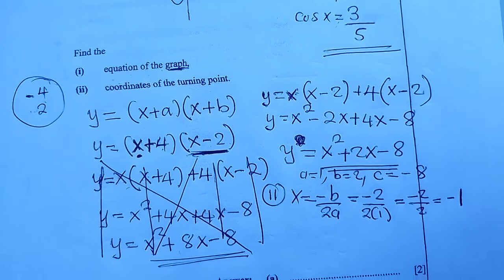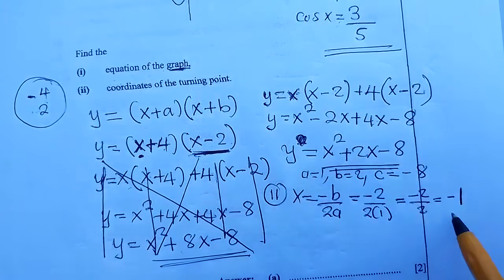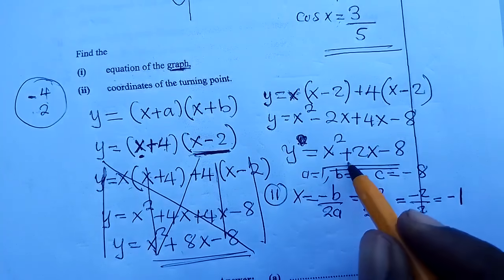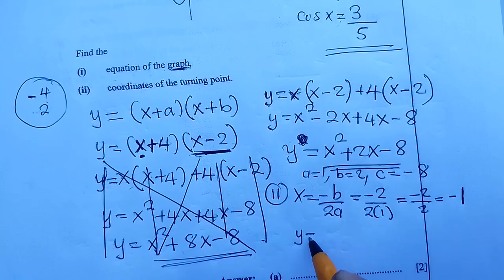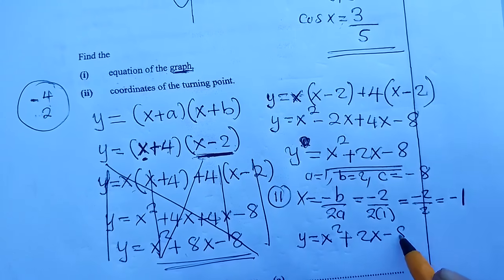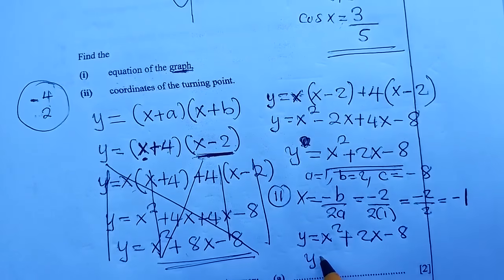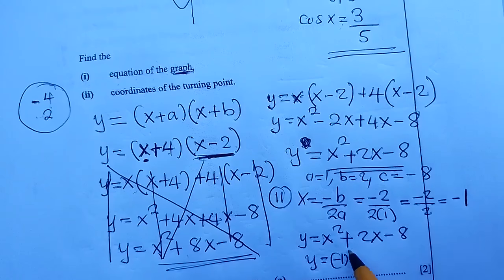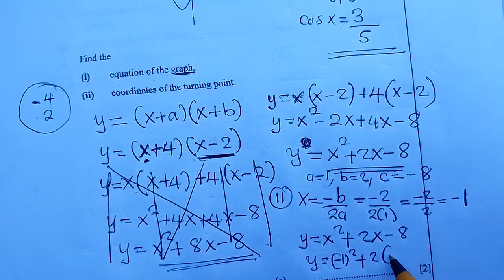So then you get the original equation. Where there is x, put negative 1. You get this one. y is equal to x squared plus 2x minus 8. So this is y is equal to negative 1 squared plus 2 times negative 1 minus 8.